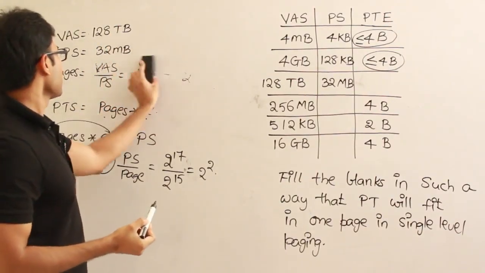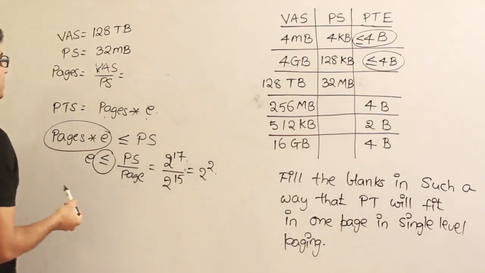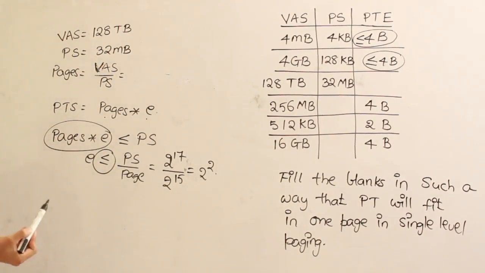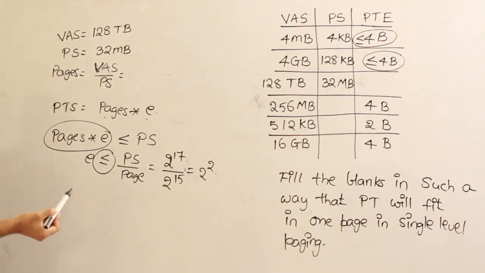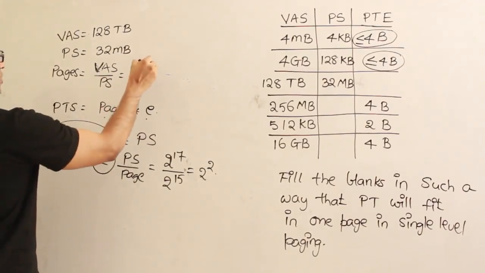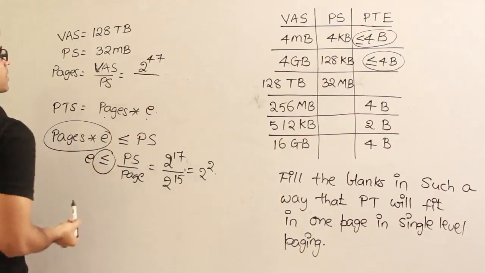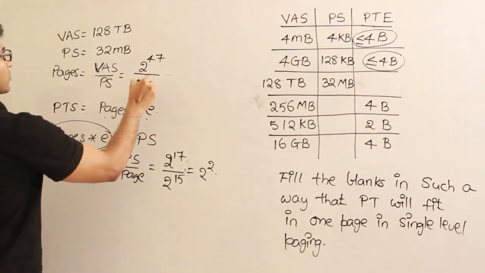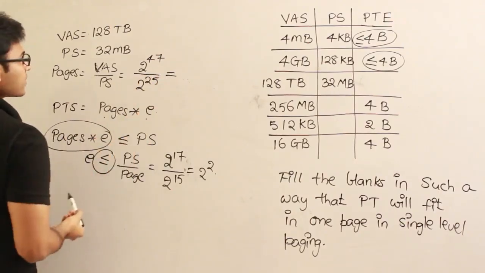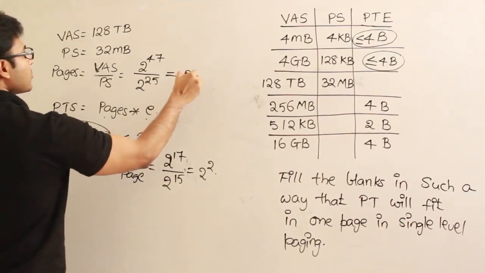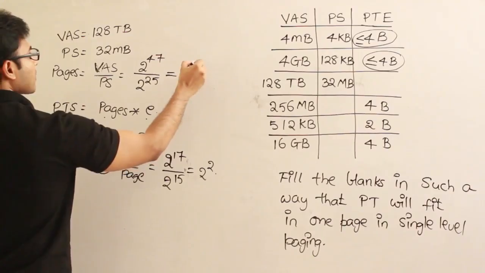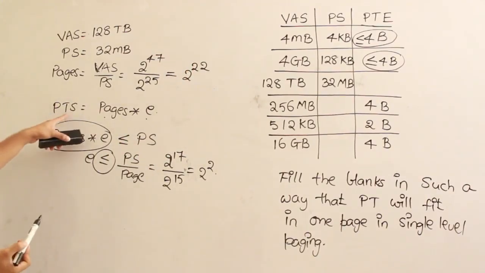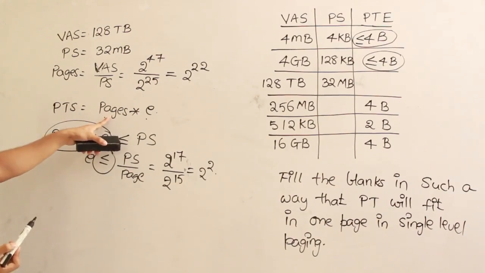In order to find out the number of pages, I should find out virtual address size by page size. The virtual address space is 128 terabyte, where tera means 40 and 128 means 7. Therefore it is 2 power 47 divided by page size 32 MB. 32 means 5 and M means 20. Therefore it is 2 power 25. Then what do we get? We get here 2 power 22, right?